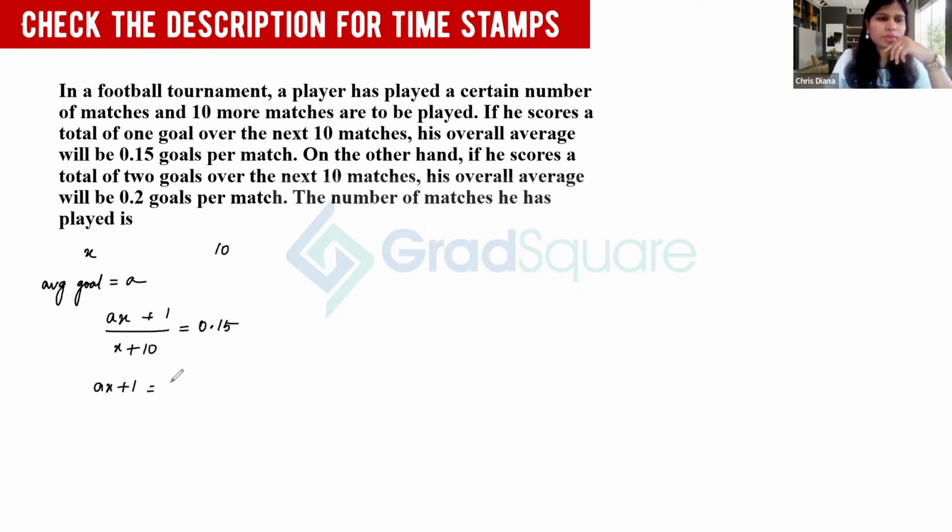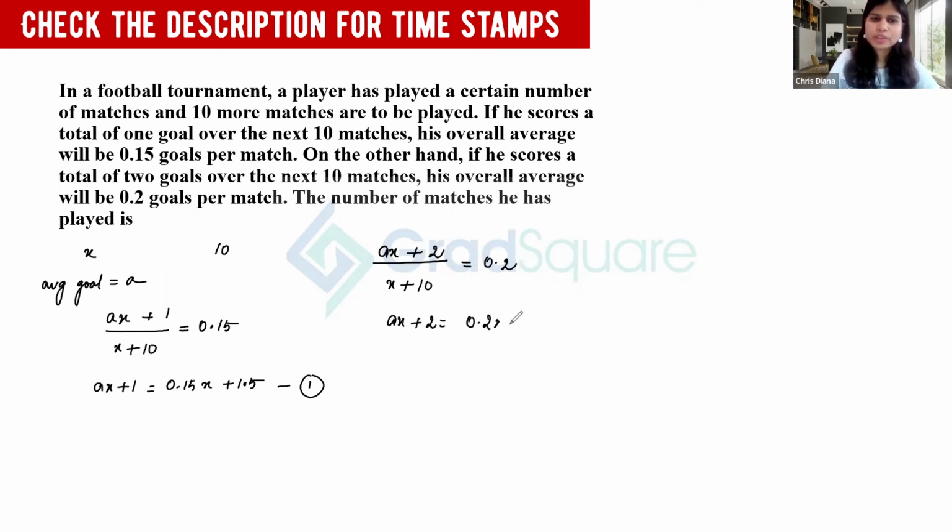AX plus 1 is equal to 0.15x plus 1.5. Equation number 1. Let's go to the next case. On the other hand, if he scores a total of 2 goals over the next 10 matches, that means already he has AX goals. Now he scores 2 goals. To get the average, divided by the total number of matches, x plus 10, this is going to give you 0.2. Now, AX plus 2 is equal to 0.2x plus 2.